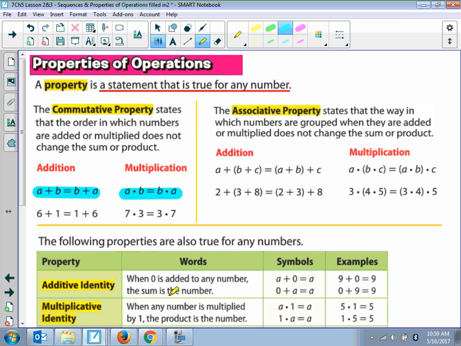Okay? The associative property states that the way in which numbers are grouped when they are added or multiplied does not change the sum or the product. Okay? So this is one where we're grouping. Okay? We're changing the parentheses. So here for the addition, we are moving the parentheses from the second 2 to the first 2. Okay? And vice versa. Either way. And same with multiplication.